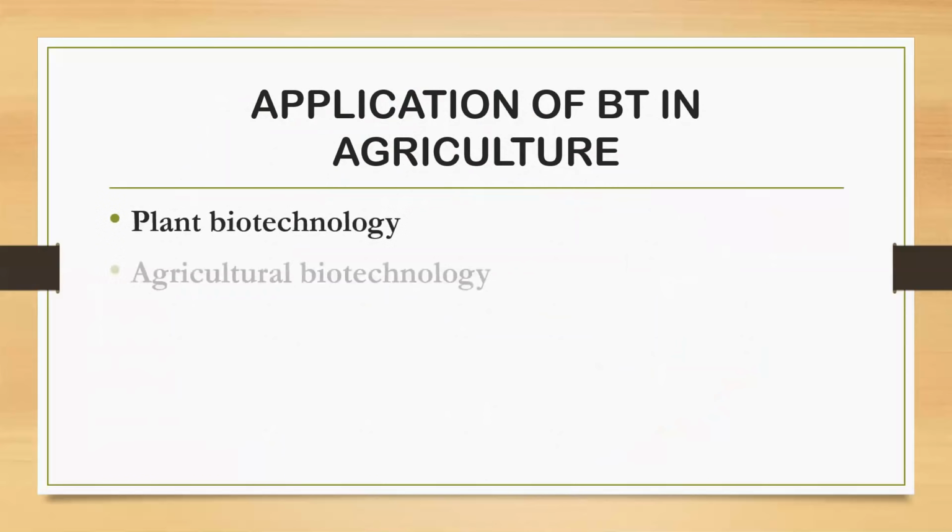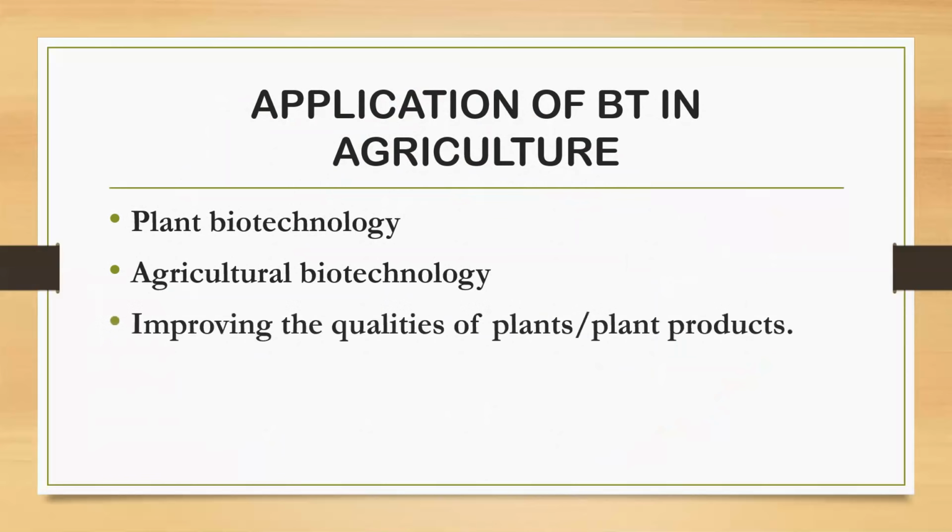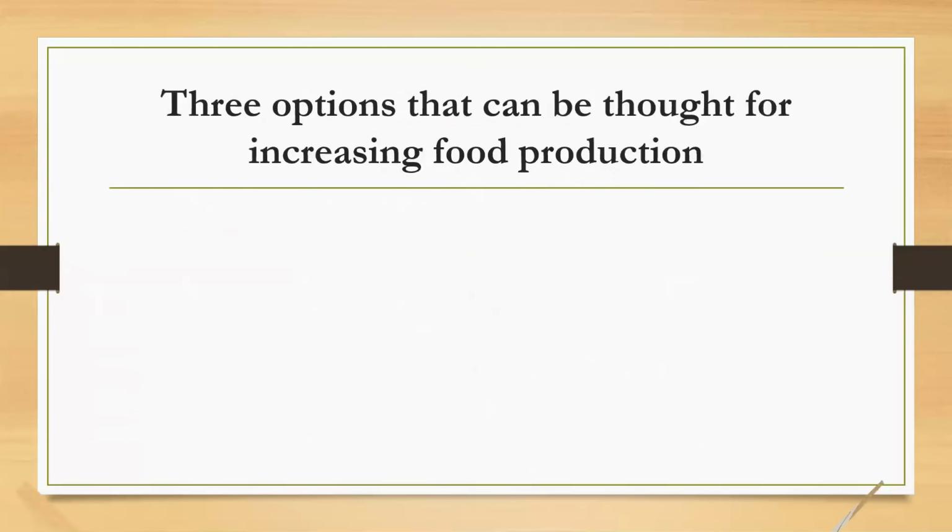Now, let us see the application of biotechnology in the field of agriculture. We can call it plant biotechnology, or agricultural biotechnology. Just remember, plant biotechnology or agricultural biotechnology mainly focuses on improving the qualities of plants. Qualities in the sense of the properties and characteristics of the plants or plant products. This is the intention of plant biotechnology, or application of biotechnology in the field of agriculture.